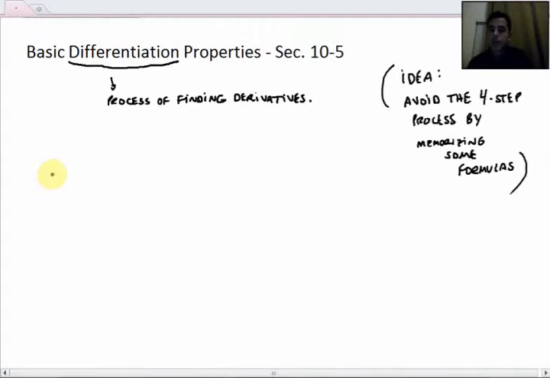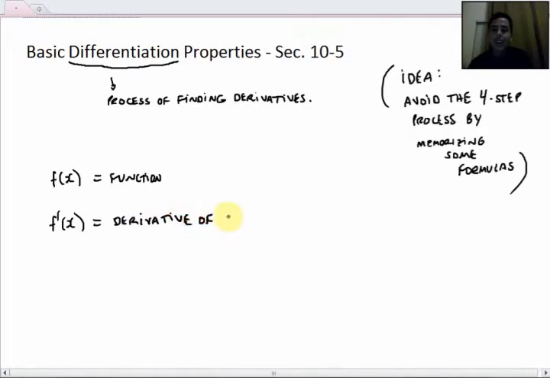So we have a function, f of x. It's a function. We'd like to find the derivative. Oh, my handwriting here is horrible. Derivative of f of x. Now they also have different notations for that. Here's the first formula. This is on page 527. So formula 1.